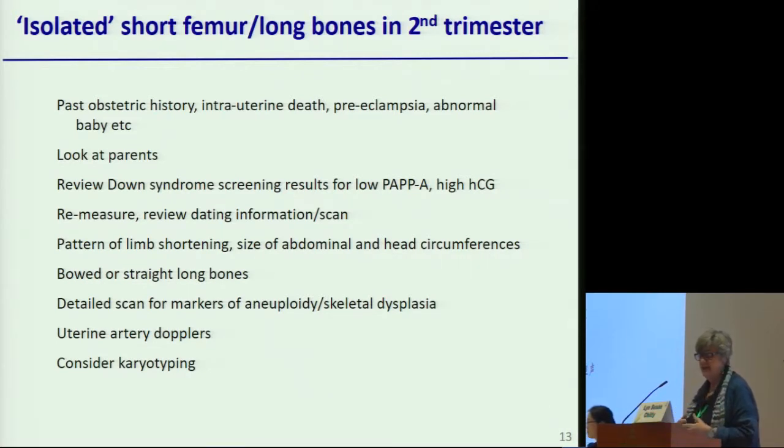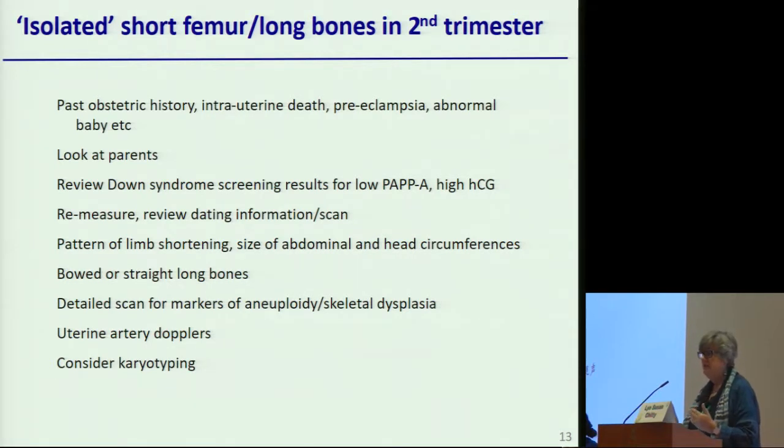Well, the first thing to do is to take an obstetric history for previous babies that have died in utero, for a past history of preeclampsia, of IUGR, and indeed for an abnormal baby. Look at the parents. Are the parents of short stature? Is this a baby that's just going to be like its mum and dad? Has this baby got a chromosomal abnormality? Down syndrome can present with isolated short limbs. So look at the Down syndrome screening results, but not just for a risk for Down syndrome. Look too for low PAPP-As and high HCGs, which may indicate early signs of intrauterine growth retardation.